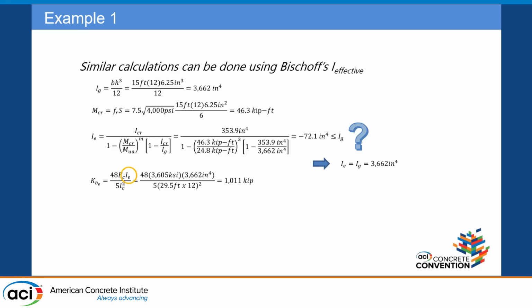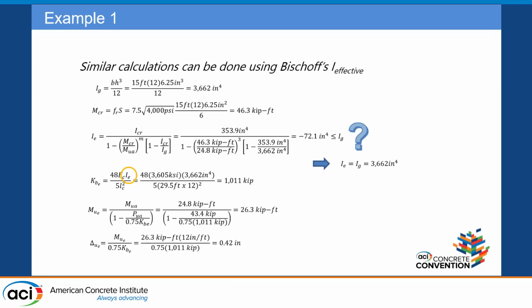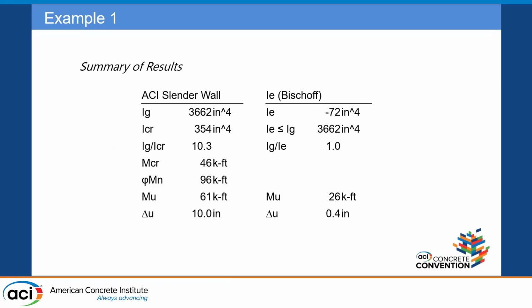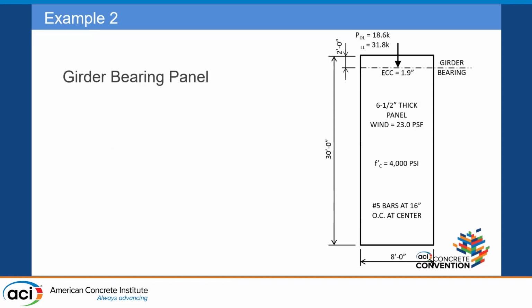So I plug those values in, and now I've got a stiffness here, and I get a moment of 26.3 kip-feet. So now I've reduced my design moment by more than half. And I've done that because I based my second order effects on the gross section properties. Okay, and my deflection is way down. So here's a comparison. If I plug those values into the strength equation, you can see here 61 kips versus 26 kips. You're going to get a lot less steel in the panel.